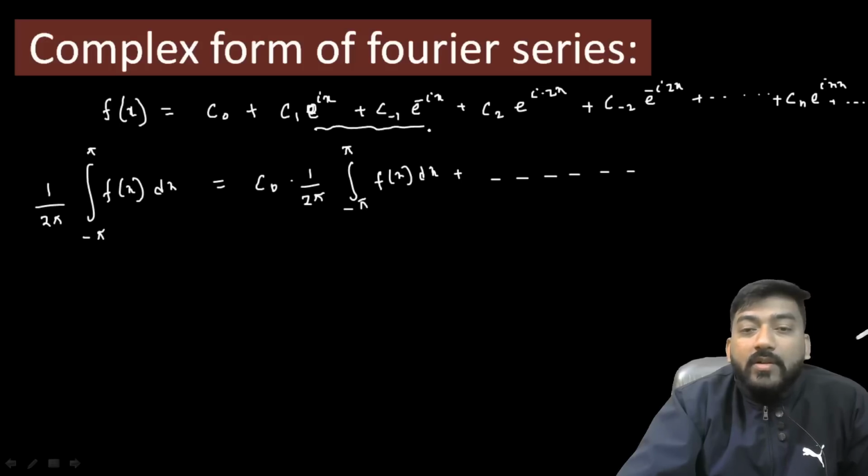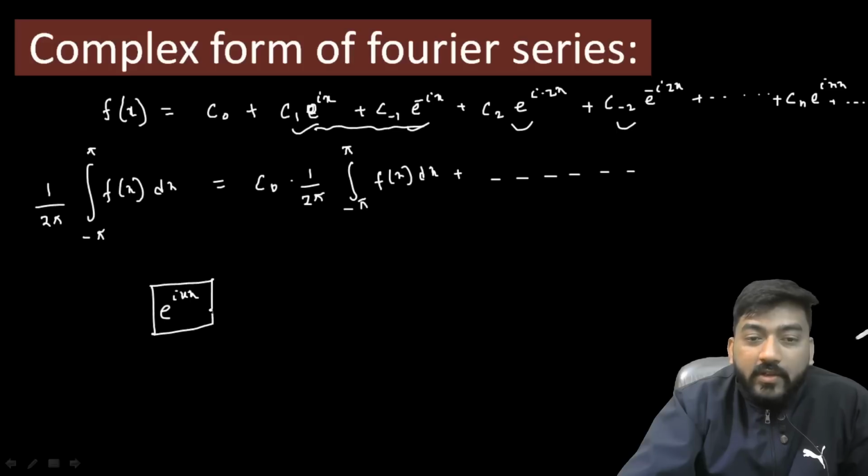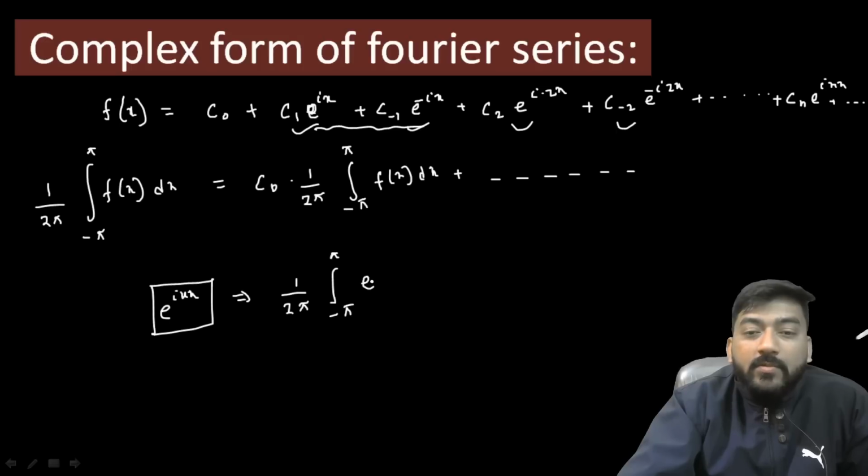in all the terms there will be the form e to the power i kx. You can see from here, in all terms there will be e to the power i kx. k is just an integer, maybe a positive integer or negative integer, but not equal to 0. Okay, so if you find out the integration 1 upon 2 pi from minus pi to pi of e to the power i kx, that is the average value of e to the power i kx, this will always be 0, because why?